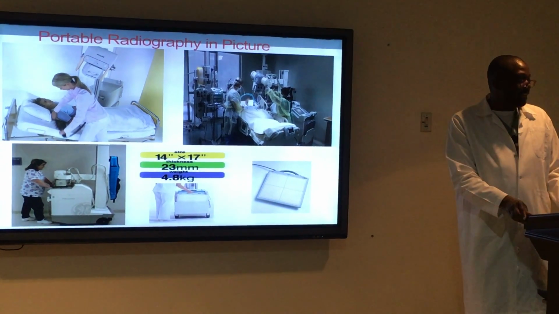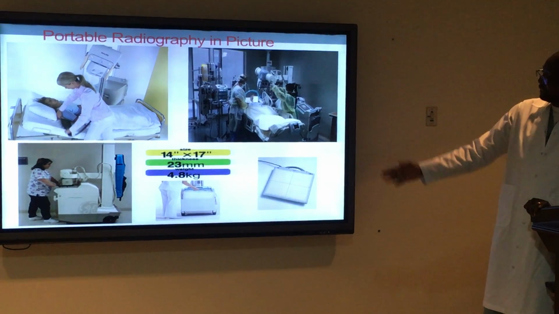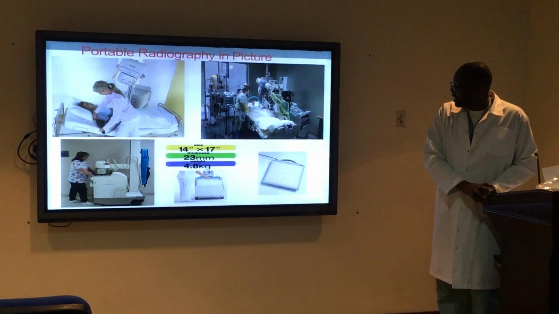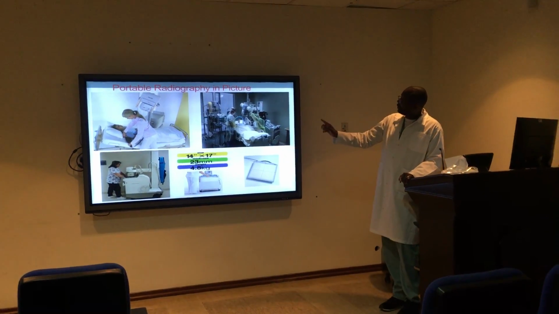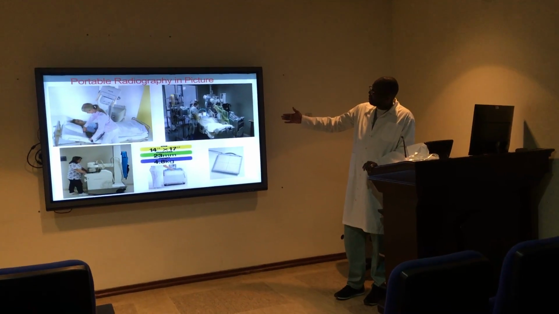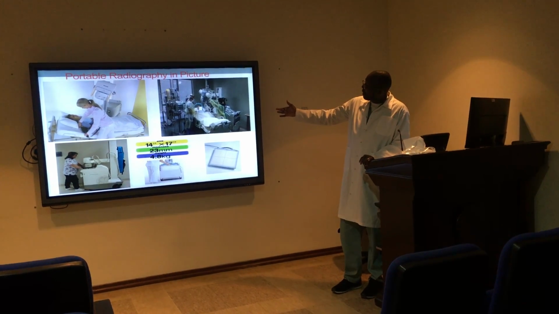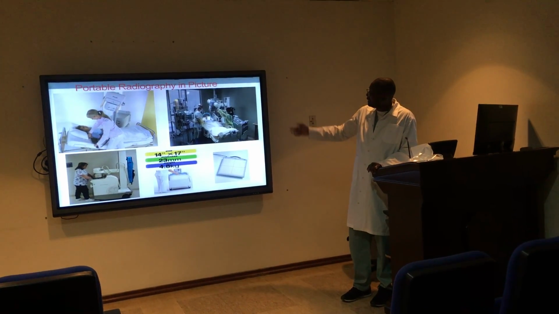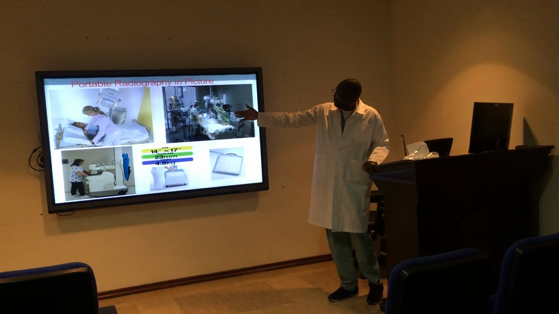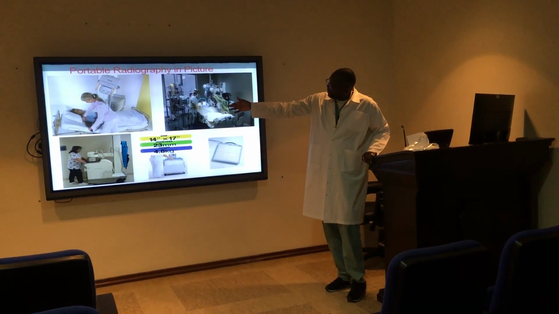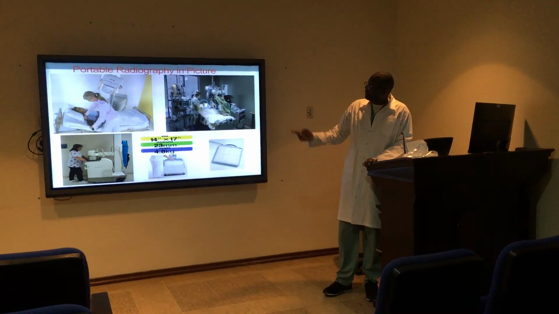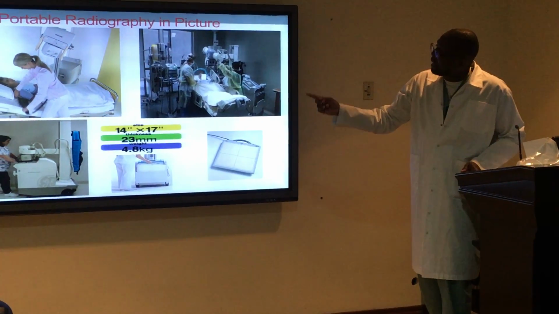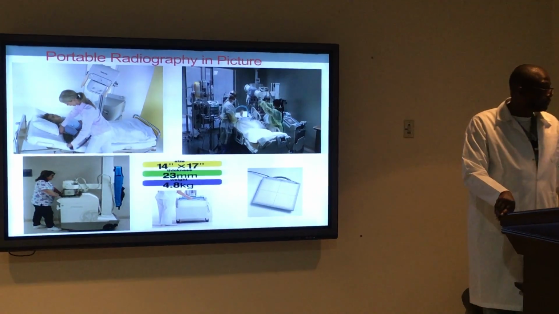As you remember in the last class, I showed you what the portable machines look like, the image receptor. I would like to just show you this quickly. This picture shows an exam being done in ICU rooms, and another exam, the radiographer getting ready, preparing for a portable abdominal X-ray.